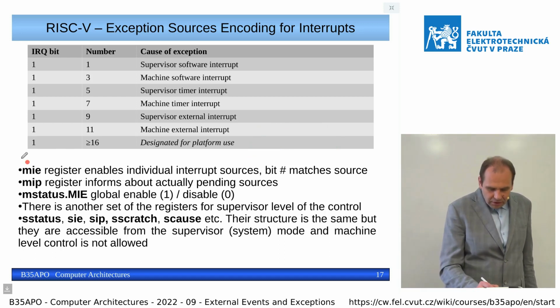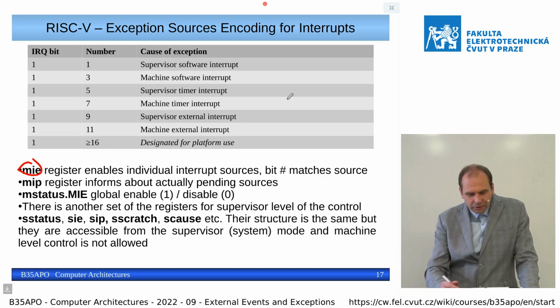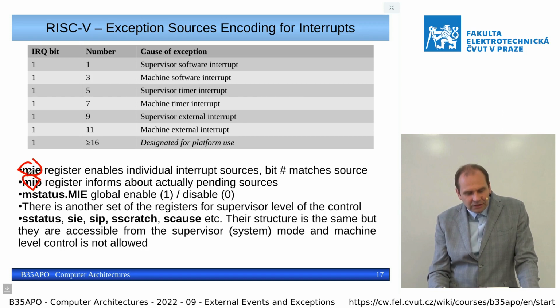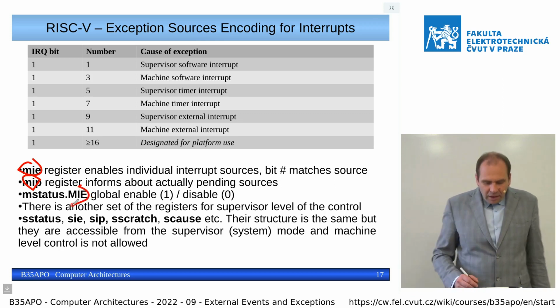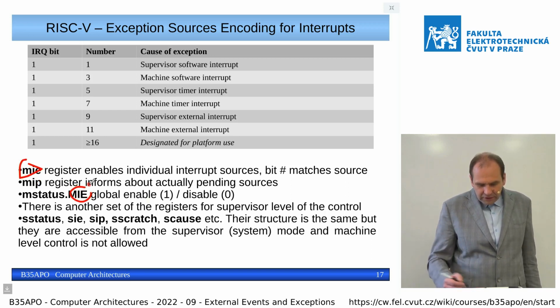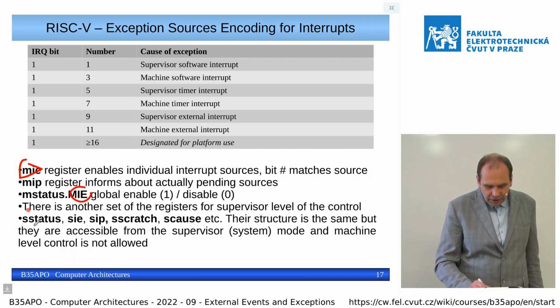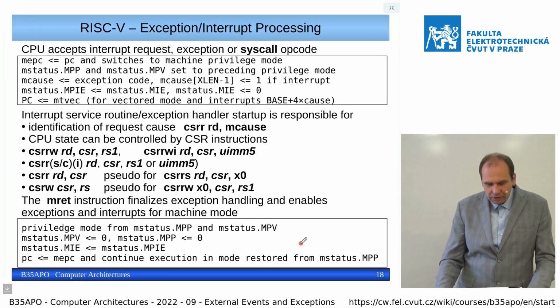And this register, machine interrupt enable, enables individual source bits for those external events. This register informs which are pending, which doesn't mean, or those which wait till they will be enabled, or till the global interrupt will be enabled. And at the moment when the interrupt is enabled on both levels, then the interrupt processing is invoked. And there are different sets of registers for the system mode and so on, but we will not look at those at this moment. We stay on our machine mode.